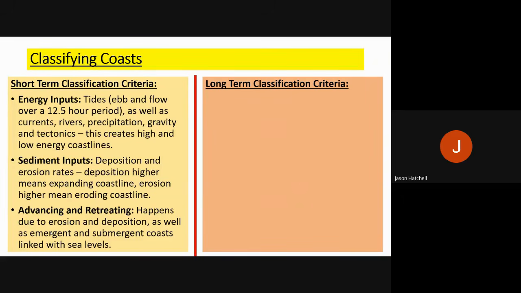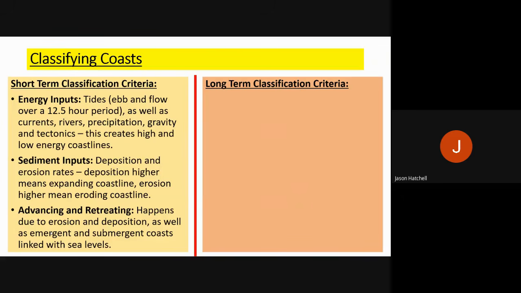And linked to that, we've got advancing and retreating coastlines. So erosion and deposition affect whether a coastline advances or retreats. And that also impacts whether the coastline is emergent or submergent. And that's linked with sea level rise too. So if the sea levels rise dramatically, you may have a submergent coastline. If the sea level is not rising dramatically, you may have an emergent coastline.